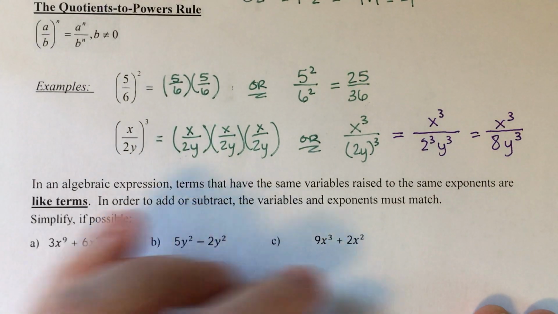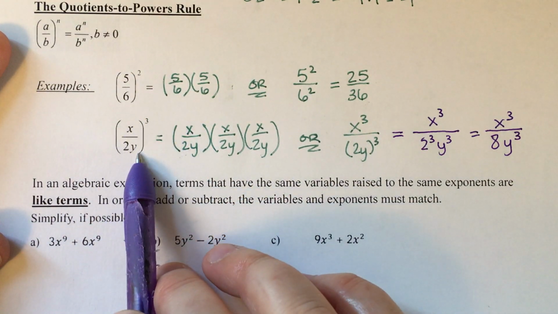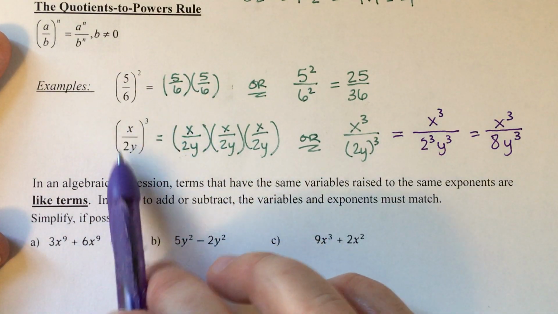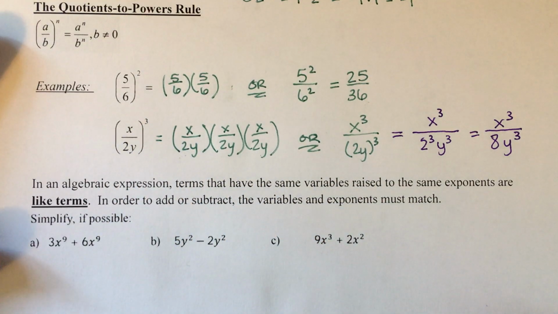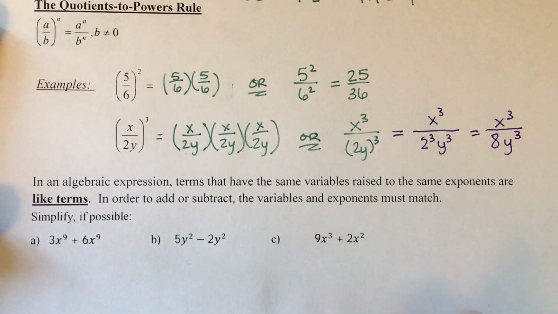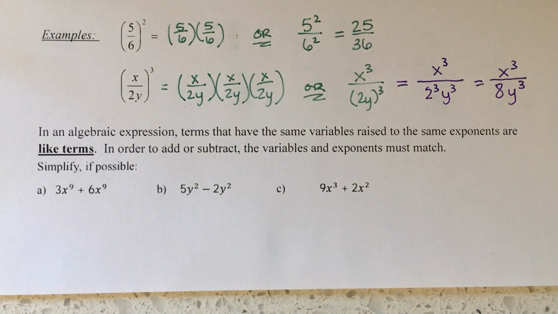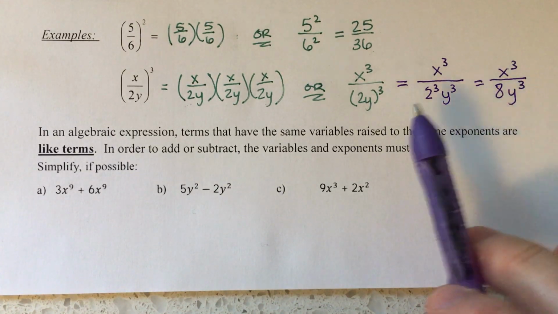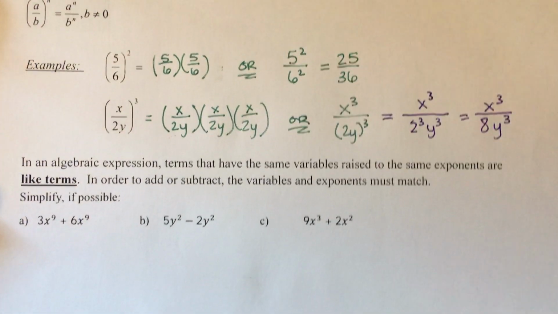It's a really common mistake to forget to cube the 2, but it's a separate piece of this expression from the y. So we need to make sure to cube every piece of that fraction. As soon as I make a rule, we get an exception. The exception is with addition and subtraction. We cannot distribute exponents over addition or subtraction. So let me put that up here.